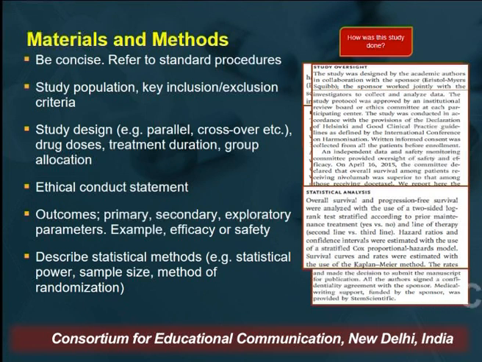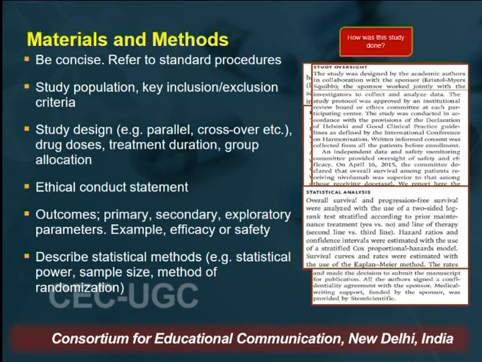The primary objective, secondary, exploratory, whatever kind of parameters you have assessed during the conduct of your study, you need to mention all those outcomes. Then describe the statistical method, that is the statistical power, sample size, method of randomization, method of sample selection, what statistical method you have employed, or any software that you have used to analyze your results. All these should be part of material and methods.